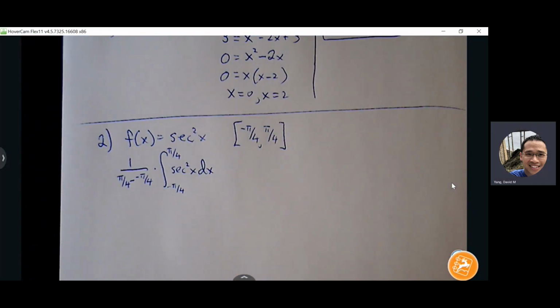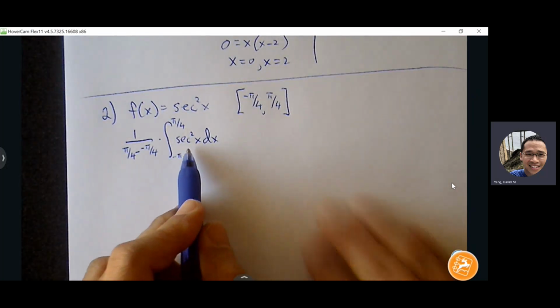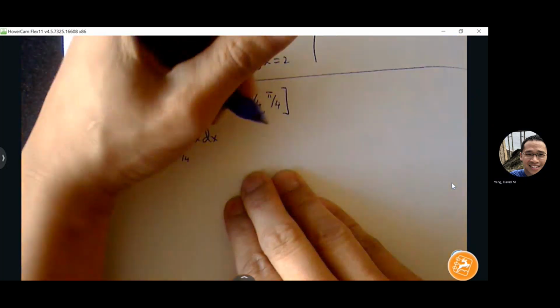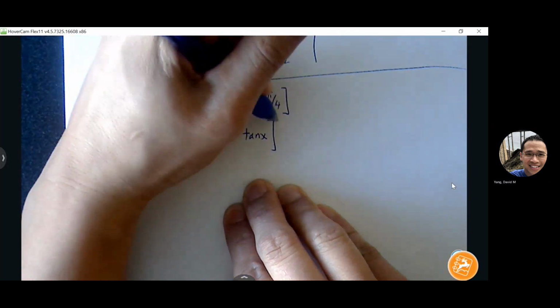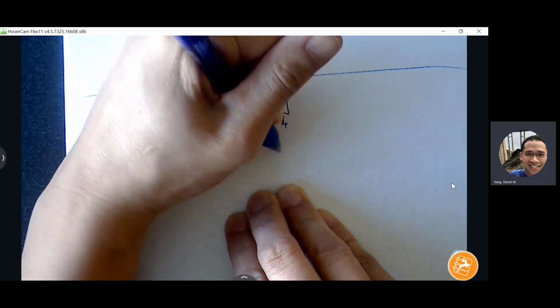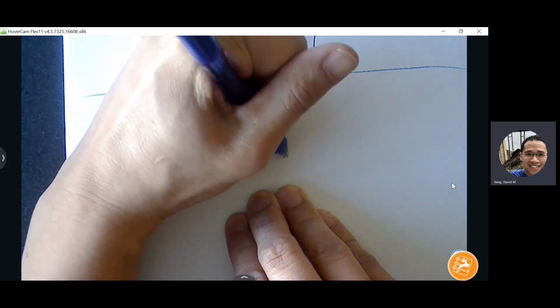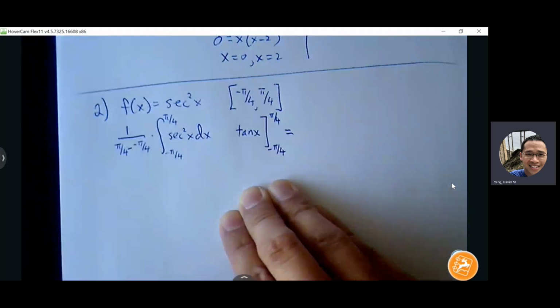All right, first things first. What do we do first? Yeah, antiderivative, right? So secant squared, what's the antiderivative of secant squared? Tangent of x. All right, we gotta recall our unit circle values. You gotta know that for the test as well.